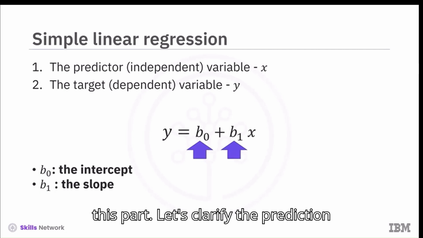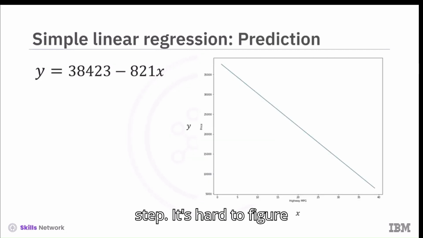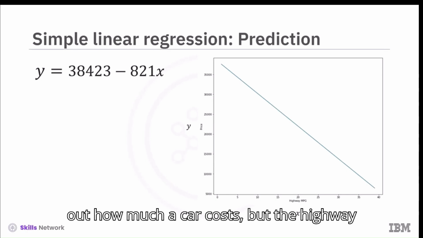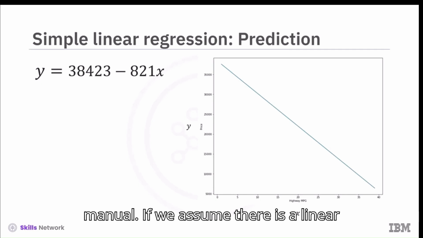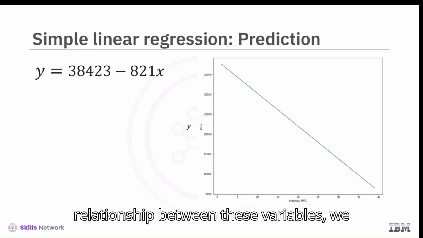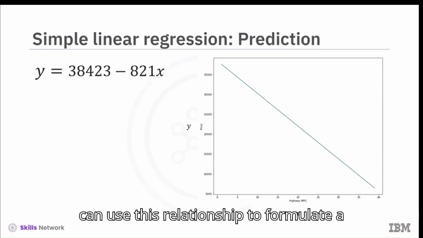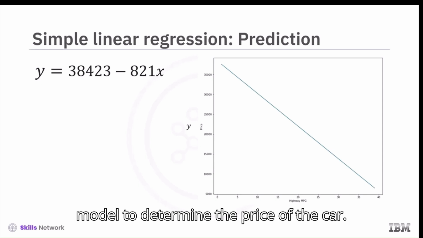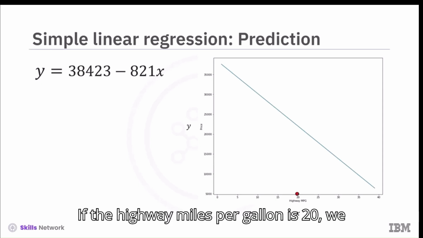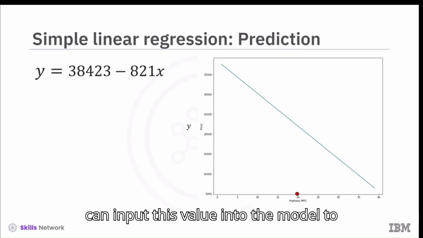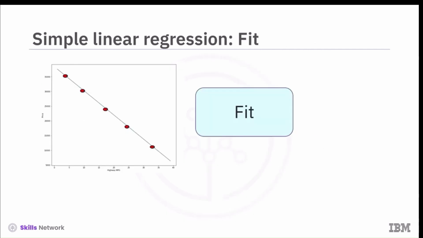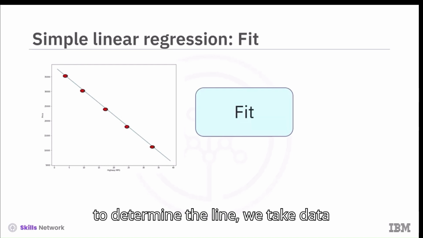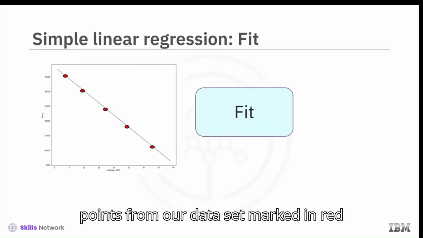Let's clarify the prediction step. It's hard to figure out how much a car costs, but the highway miles per gallon is in the owner's manual. If we assume there's a linear relationship between these variables, we can use this relationship to formulate a model to determine the price of the car. If the highway miles per gallon is 20, we can input this value into the model to obtain a prediction of $22,000. In order to determine the line, we take data points from our data set marked in red here.